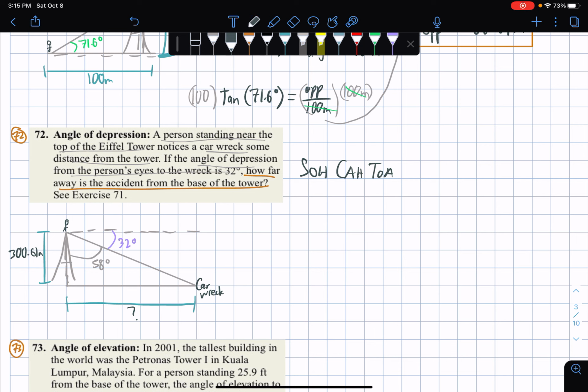Anyways, let's proceed. We have the adjacent side, and our missing value is the opposite side of the right triangle. So the most suitable thing that we'll be using for this problem is TOA. Tangent 58 degrees is equal to opposite side over adjacent, which is 300.61 meters.